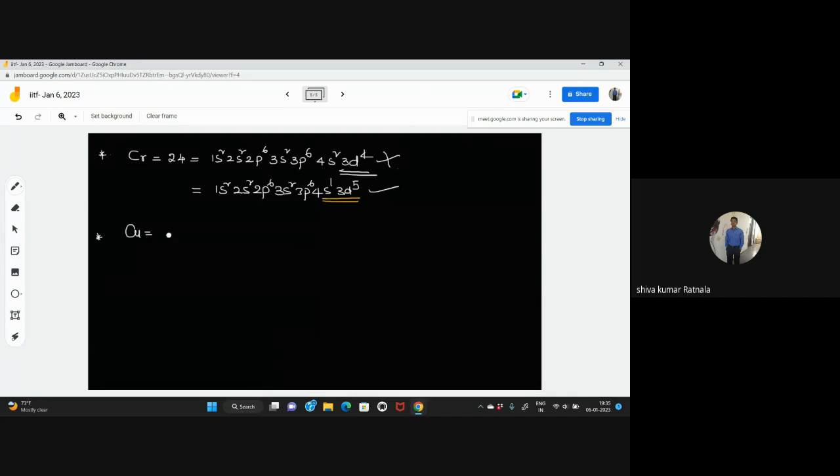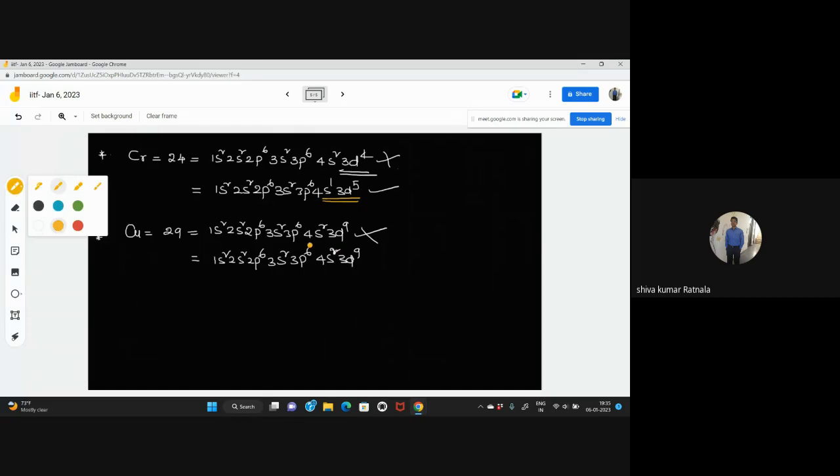One more, if I take copper, atomic number 29. The configuration will be what? 1s2, 2s2, 2p6, 3s2, 3p6, 4s2, 3d9 we will write. This is actually wrong again. The actual configuration will be 1s2, 2s2, 2p6, 3s2, 3p6, 4s1, 3d10. Instead of 4s2 3d9, we are writing 4s1 3d10.